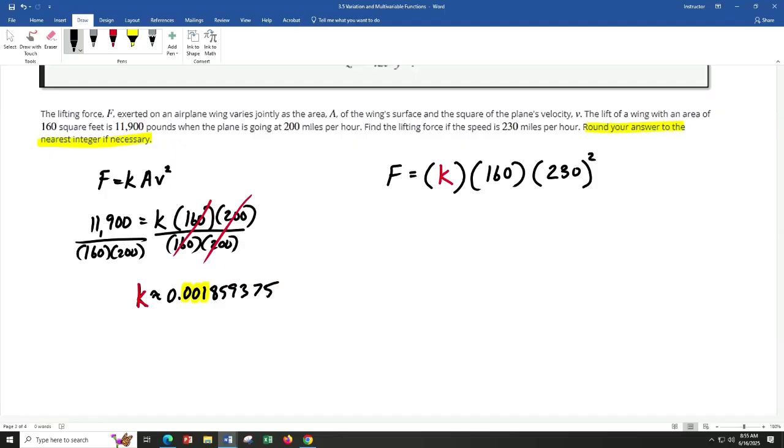Notice whenever you do all of the math to this, when you round it, you should get 15,738 pounds.